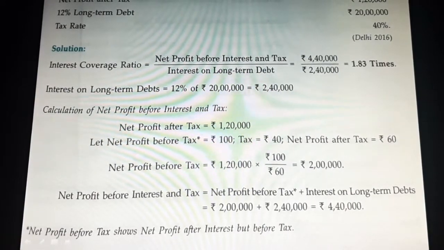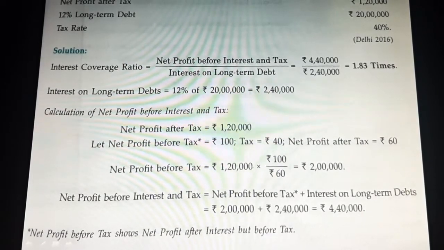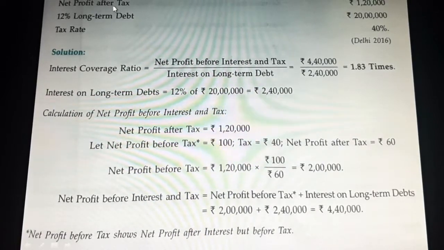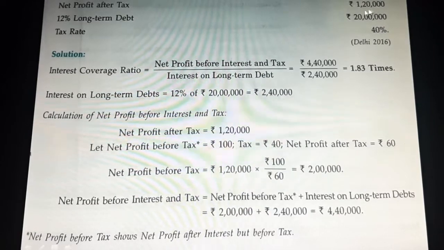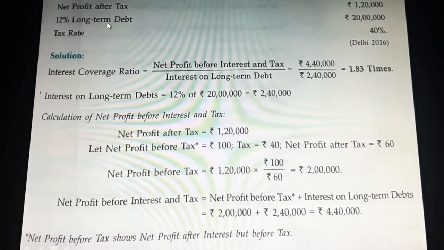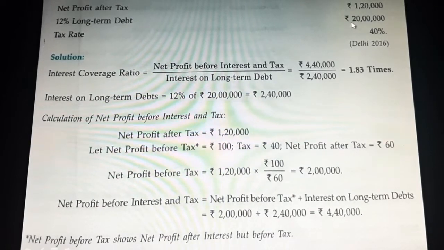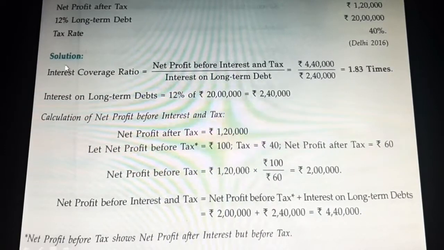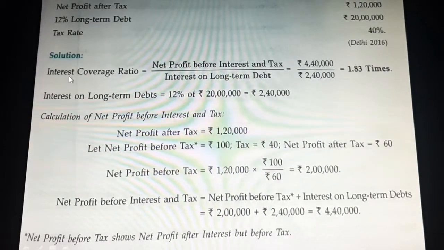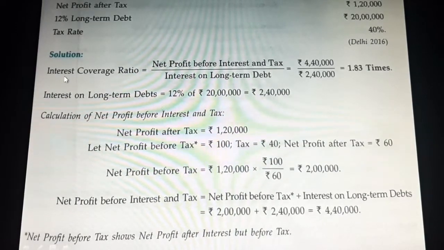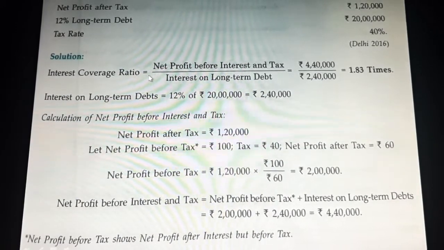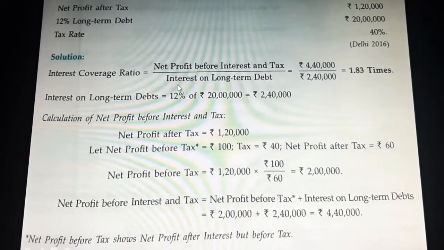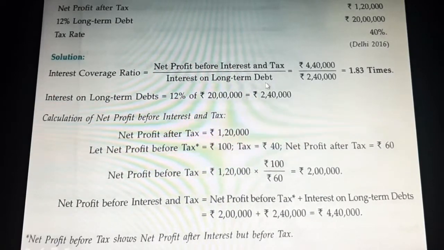From the following details obtained from the financial statements of GE Limited, calculate interest coverage ratio. You are given net profit after tax, that is 1,20,000, 12% long-term debt, that is 20 lakhs, tax rate, that is 40%. As a part of solution, the first thing is write the formula. So you are required to calculate interest coverage ratio. Its formula is net profit before interest and tax divided by interest on long-term debt.